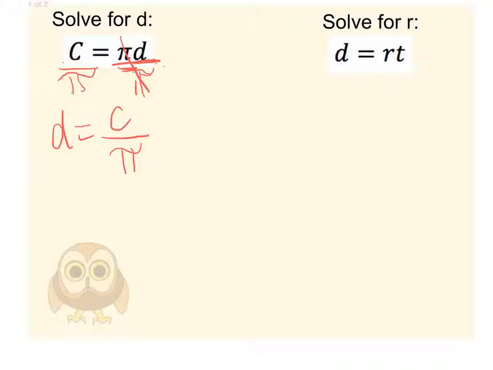Now if I look at the one on the right, it says solve for r. It's d equals r times t. I want to get that r by itself. And I know the r and the t are multiplying together. So just like in the previous example, if I'm multiplying, I undo that using division. I'm going to divide out the t on both sides. And then r is equal to d divided by t. And that would be my final answer.